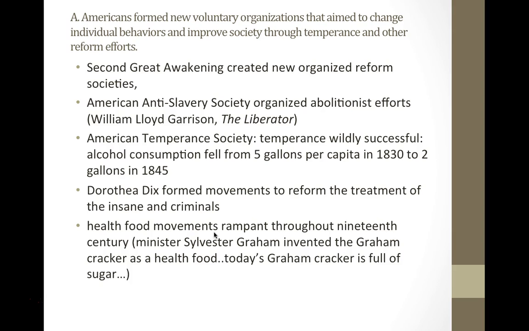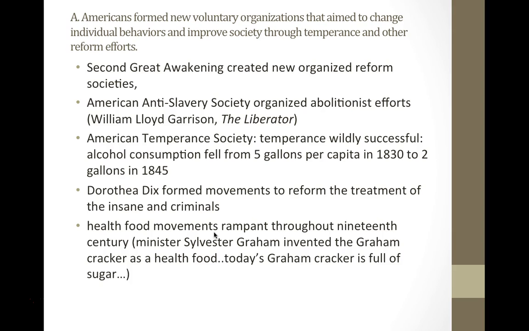All right, the Temperance Society is going to be really, really successful. From 1830 to 1845, in that 15-year span, we're going to see alcohol consumption in America drop by more than half. That's an amazing statistic. All right, we're going to get Dorothea Dix, who's going to form movements to try to have better treatment of the insane and the criminals, and we're going to have the health food movements that are also going to be rampant. Sylvester Graham invents the graham cracker as a health food.